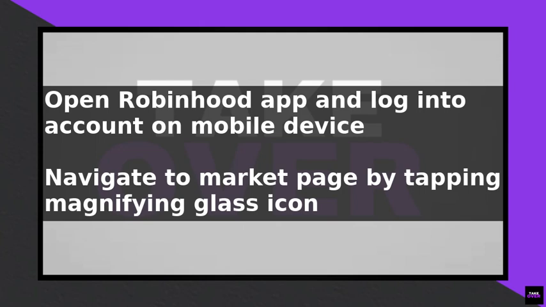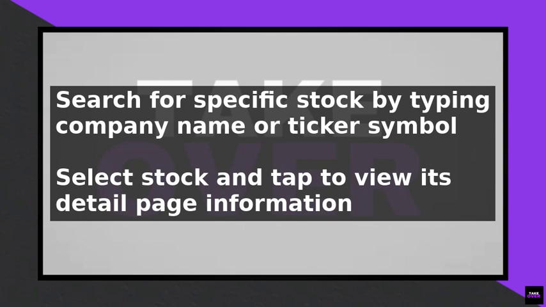From the market page, you can search for a specific stock by typing in the company name or ticker symbol in the search bar. Select the stock you are interested in and tap on it to view its detail page. On the stock detail page, scroll down to the Alerts section and tap on the Set Alert button.